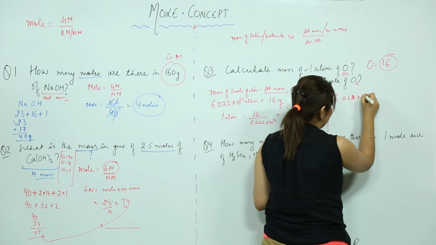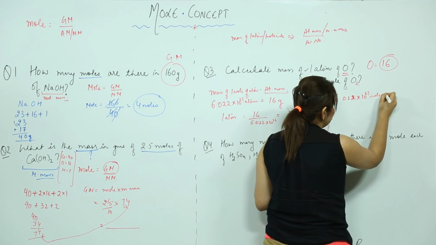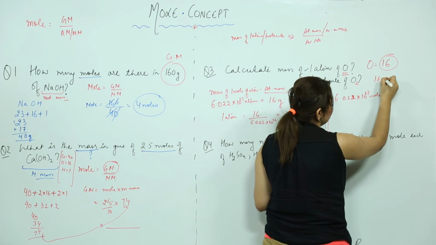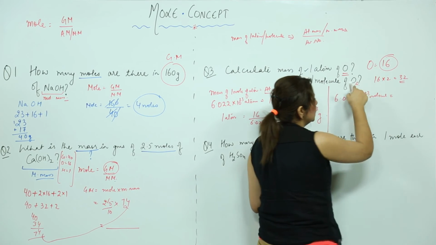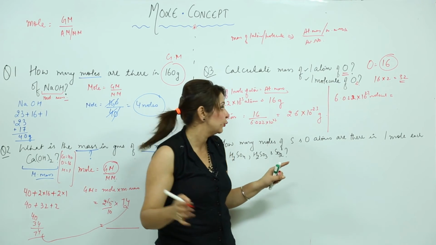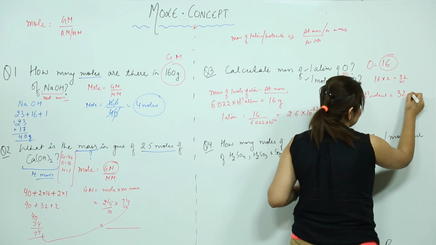6.022 into 10 raised to power 23 molecules weighs actually equal to the molecular mass. So what is the molecular mass for it? 16 into 2, 32, because this molecule contains two atoms, right? So molecular mass is going to be 16 into 2, 32. So it weighs 32 grams.